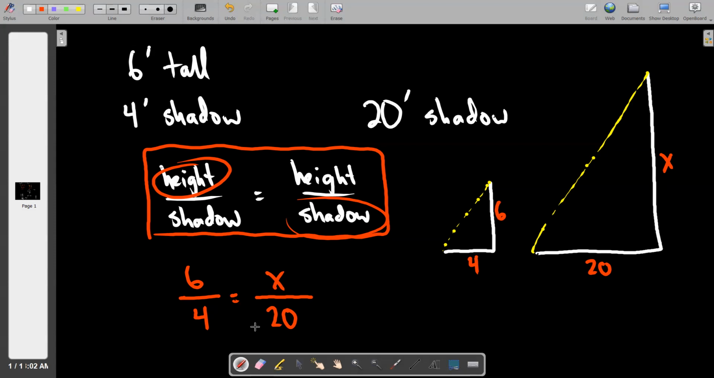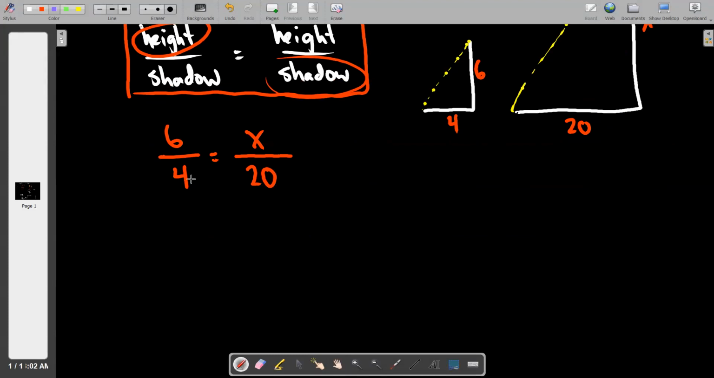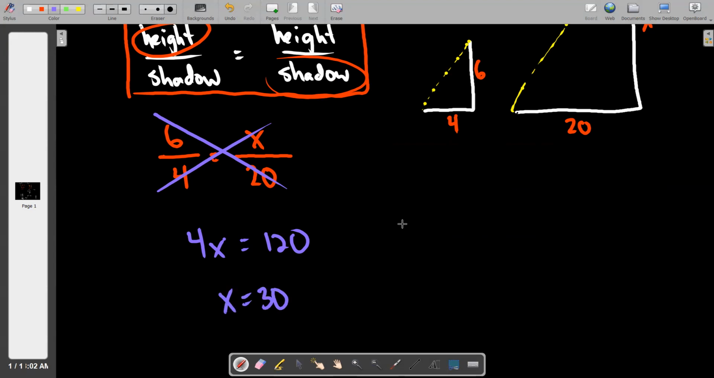And you know how to solve these because we just talked about them on the last quiz. So all you do is you cross multiply. So if I cross multiply this way, what do I get? And if I cross multiply this way, what do I get? And then I set those equal, I divide by 4, and I get X equals 30. Therefore, the tree is 30 feet tall. Good application of simple algebra.